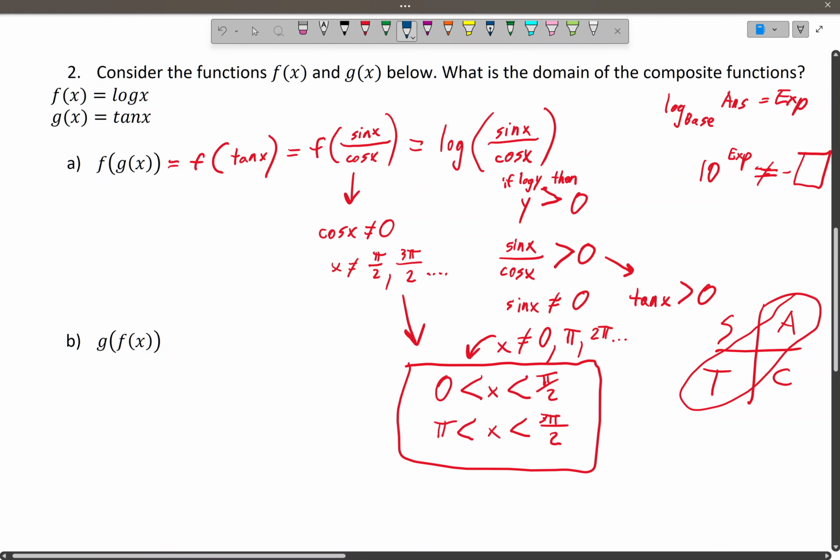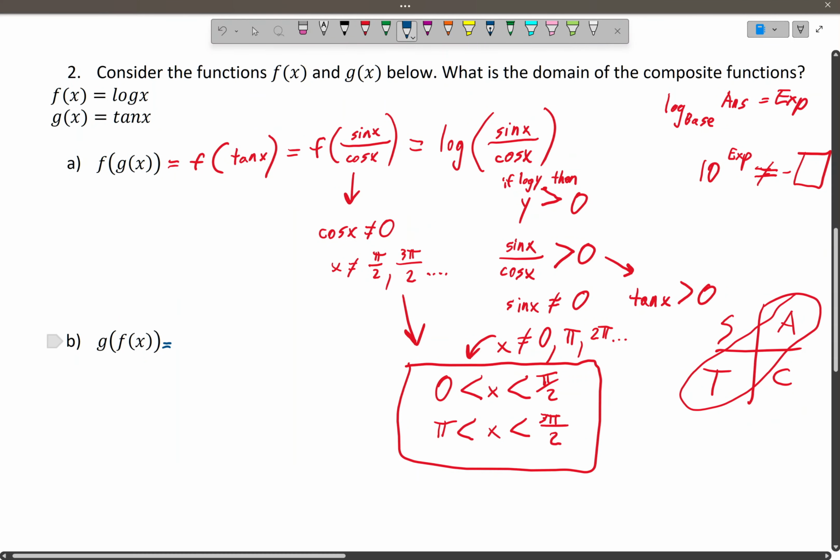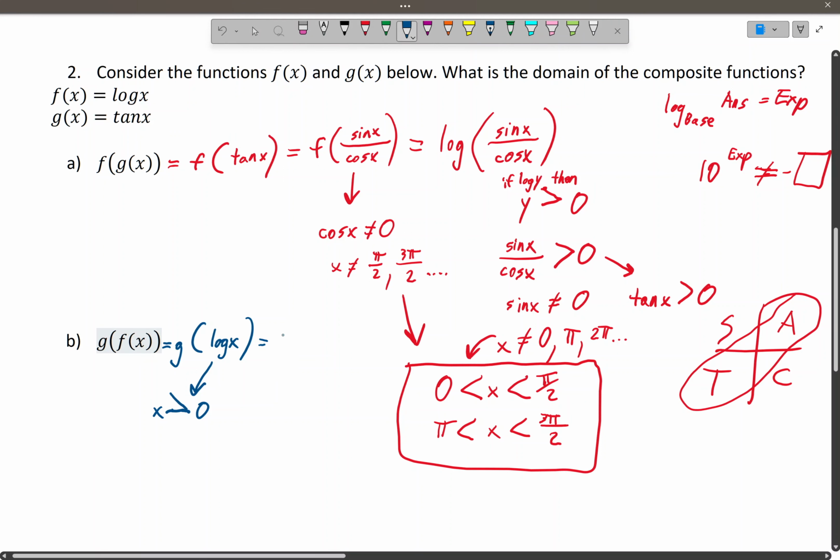So what if we did g of f of x? So this will be g of, and then f of x was the log x function. Well, like we said before, log x tells us that x must be greater than 0. Okay, so just straight up we have a restriction there. But when we put it into the g of x function, remember that this is tan x, so it's tan of log x.